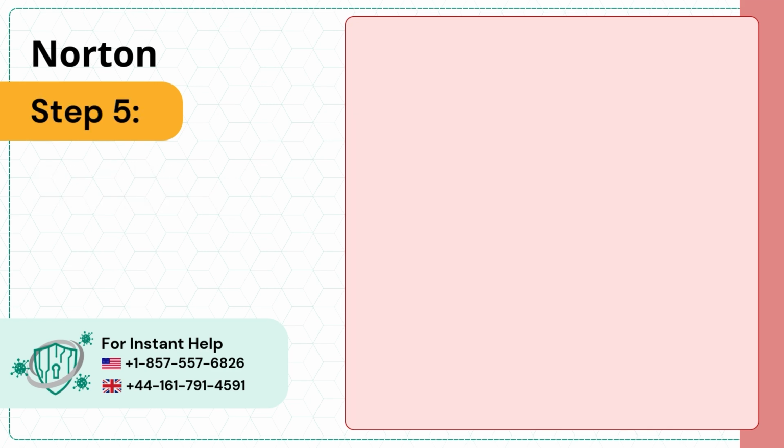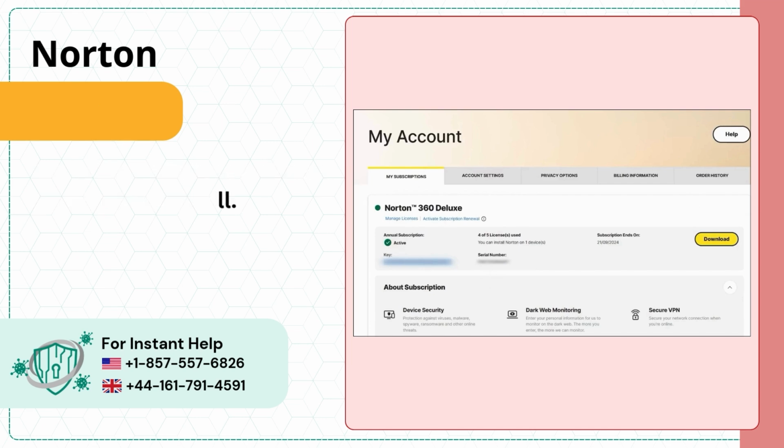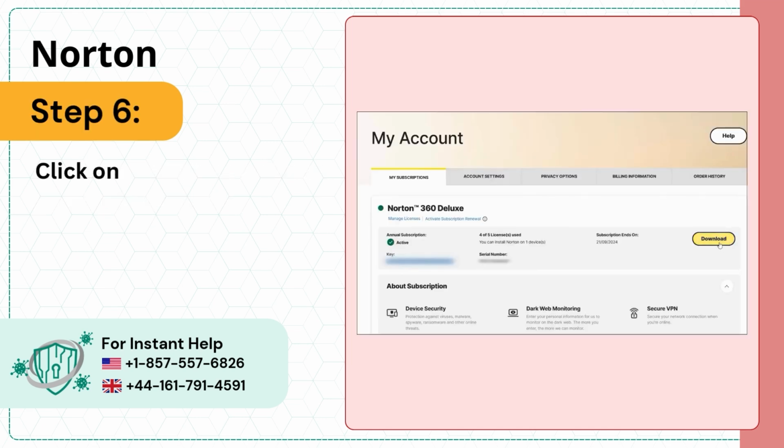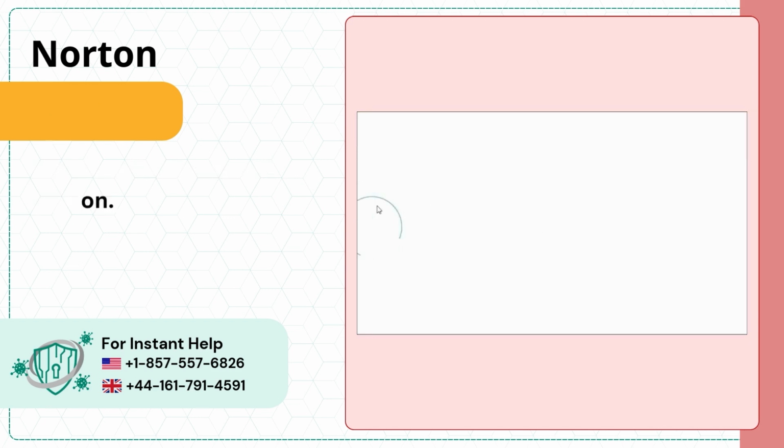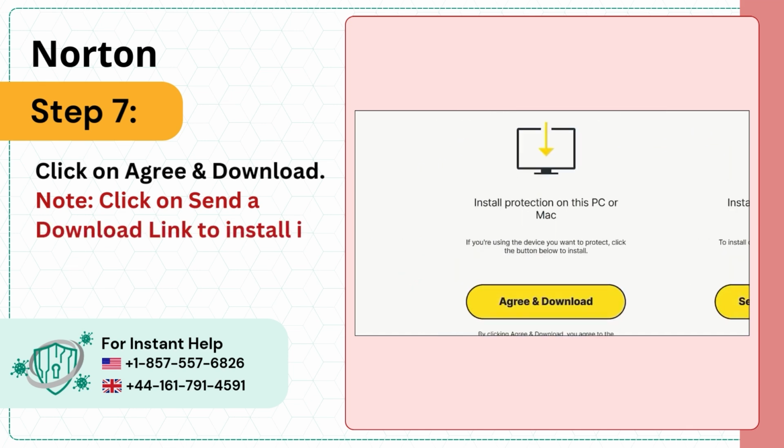Step 5. Go to the antivirus software you want to install. Step 6. Click on the Download button. Step 7. Click on Agree and Download. Note: click on Send a download link to install it on other devices.